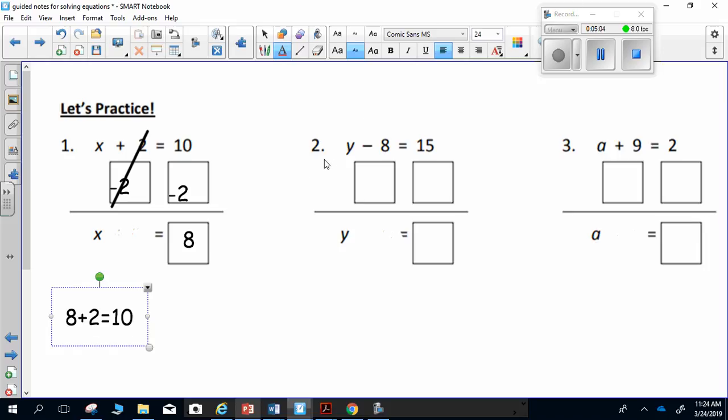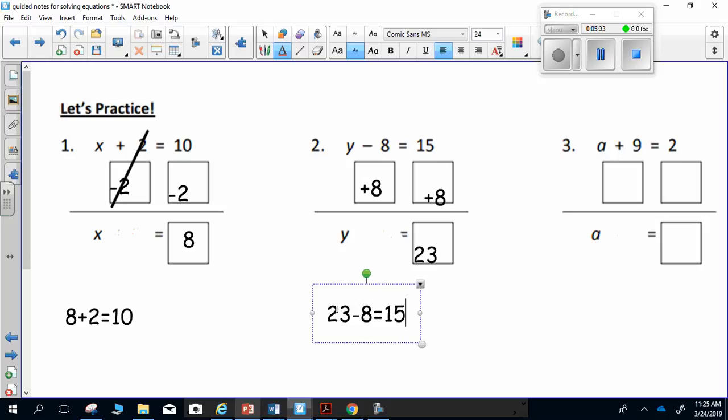So question 2, who's the variable? y. What's happening to it? It's having 8 subtracted from it. So the opposite of subtracting 8 is to add 8. So do the opposite to both sides. So we add 8 here, and we add 8 here. Once we do that, we get that y is equal to 23. So we check it. 23 minus 8 equals 15. If that's true, which it is, we've done it correctly.